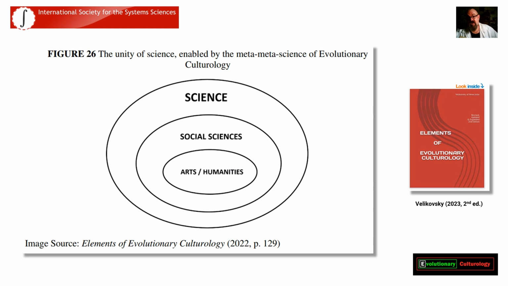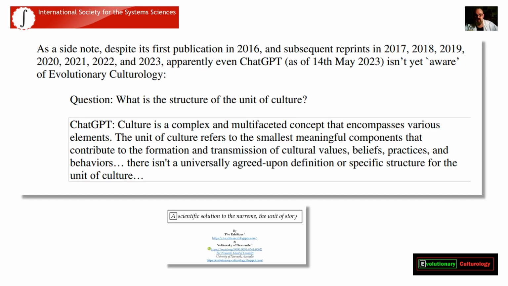So figure 26, we did it. The last one, the unity of science enabled by the meta-science of FCult. Everything falls under the purview of science now that you've got the same units, levels, laws, mechanisms. Next. Oh yeah, there's a bit of text at the end of that Narreme paper.